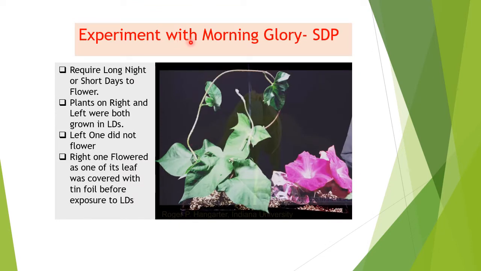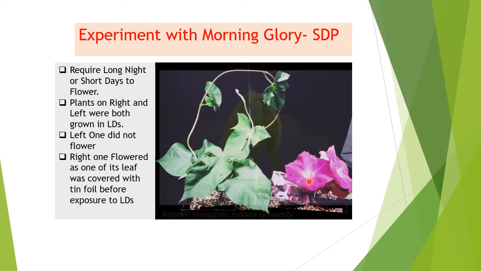The same experiment has been done with morning glory. See, this is the morning glory. This is another plant of the morning glory. You see here the flowering is done. No flowering is on the left side. It requires basically a long night or short days to flower. Morning glory is a short day plant. Plants on right and left were both grown in long days, so it does not flower.